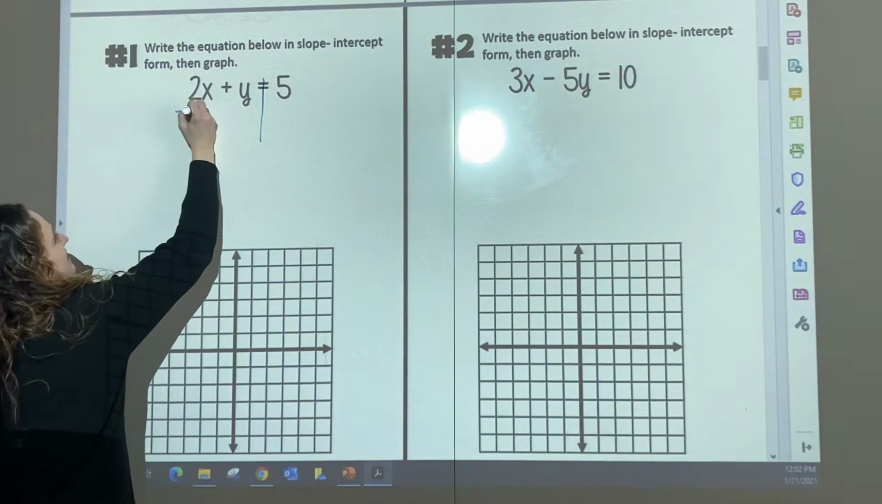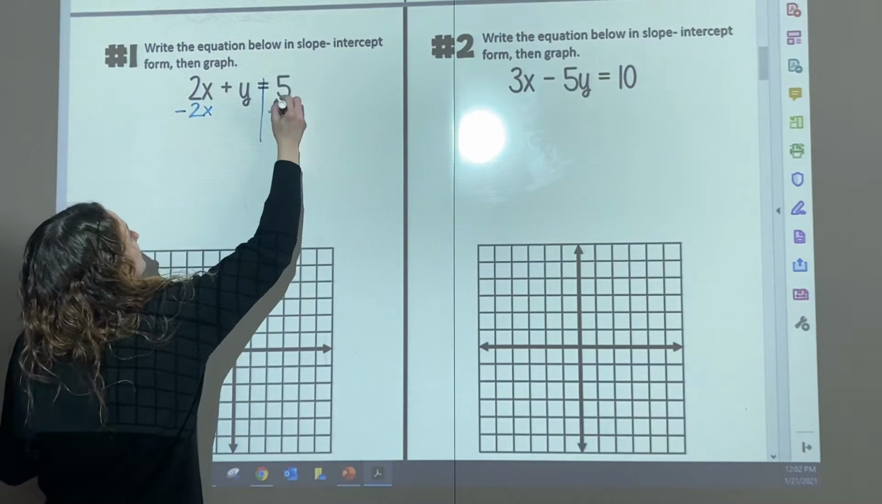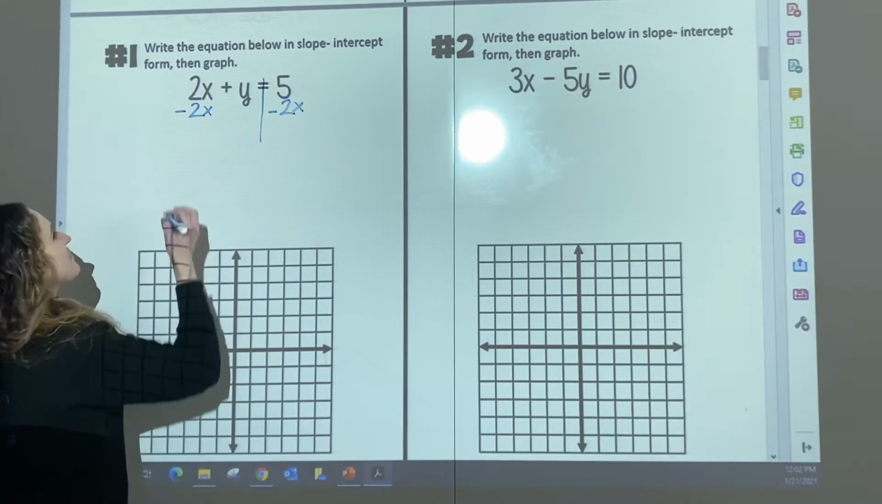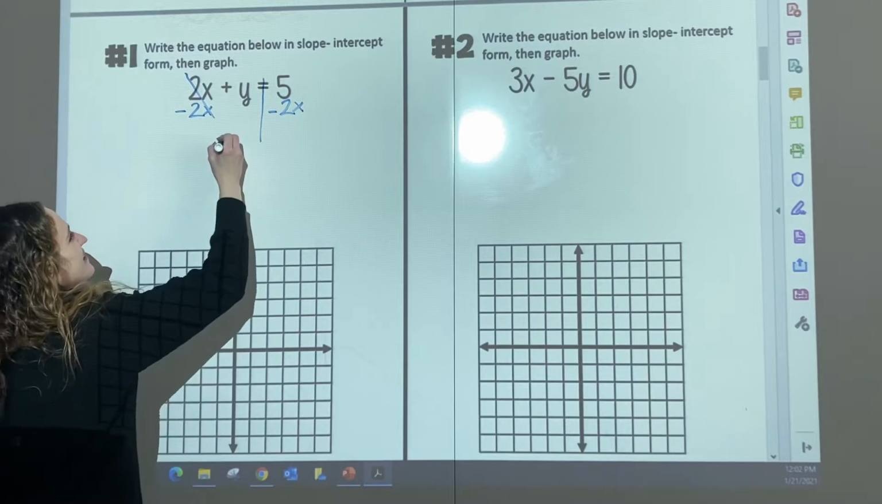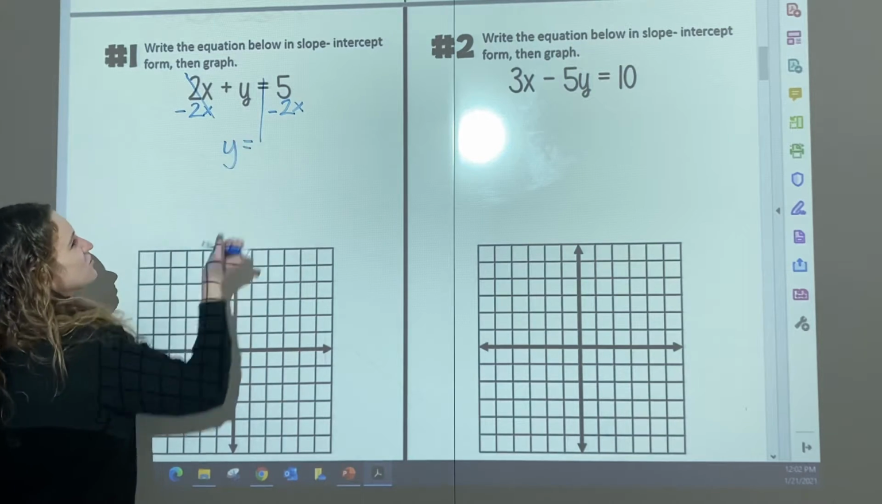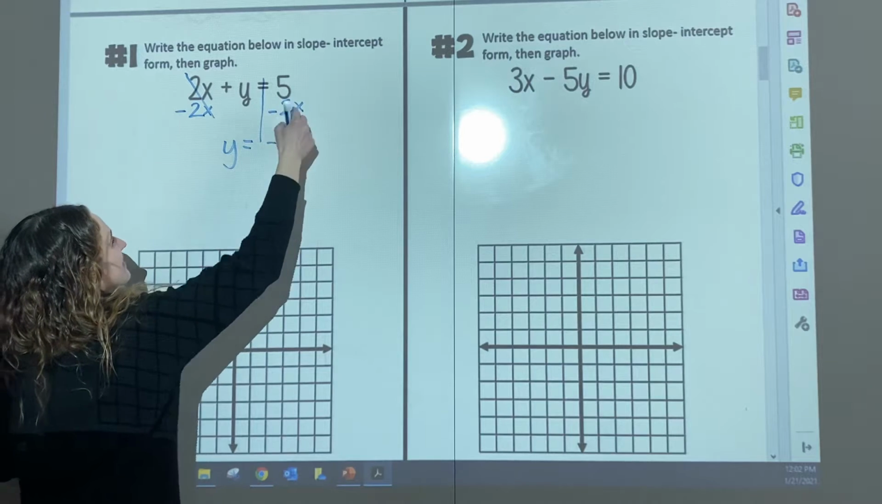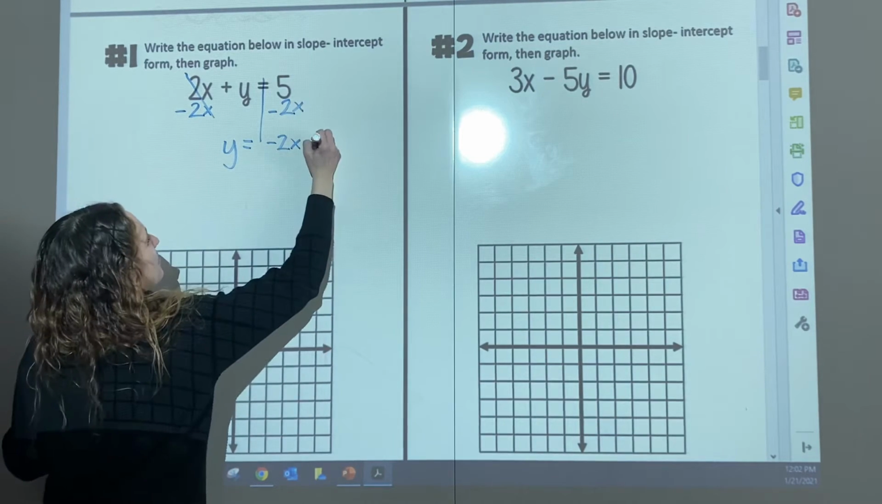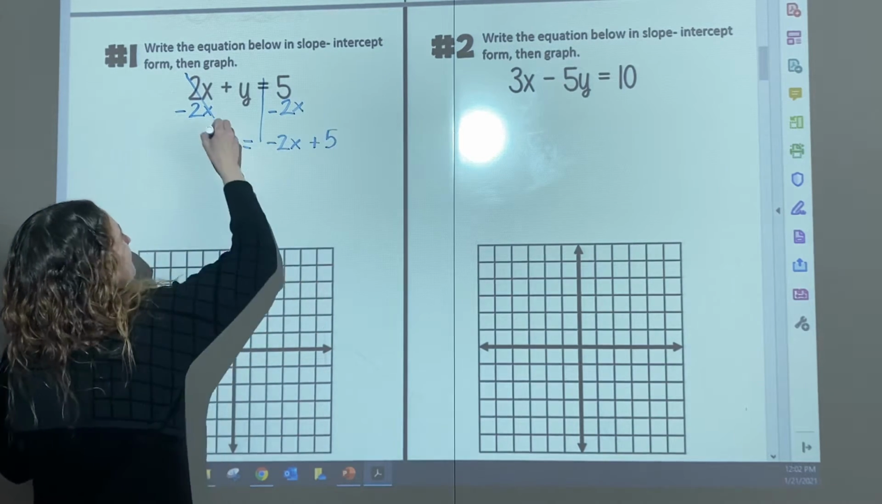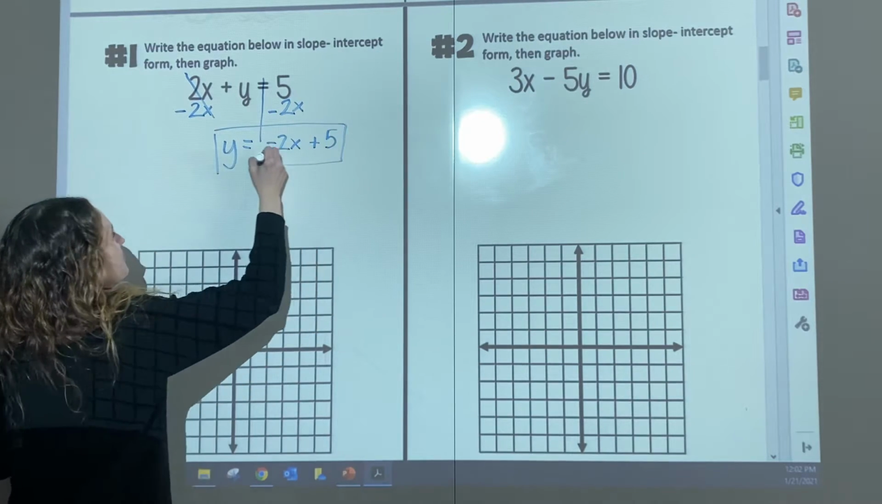So I'm going to subtract it from this side. And what I do to one side, I'm going to want to do to the other. It goes away right there. I drop down my y equals. I'm going to want to put negative 2x first because remember we can't combine these, they're not like terms. And then my plus 5. Now it's in slope-intercept form.